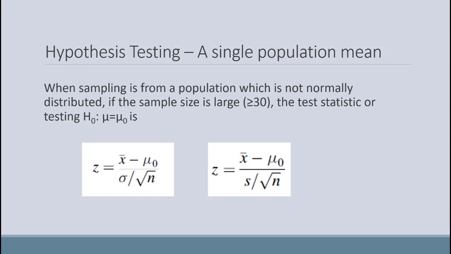If the population standard deviation is not known, the usual practice is to use the sample standard deviation as an estimate. The test statistic for hypothesis testing becomes z equal to x bar minus mu subscript 0 divided by s over the square root of n. You can see that we replace sigma by s, which is the sample standard deviation.